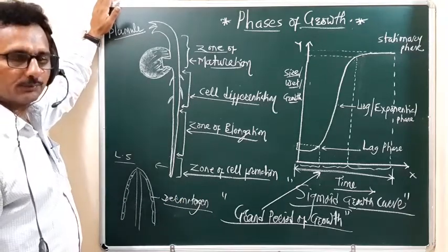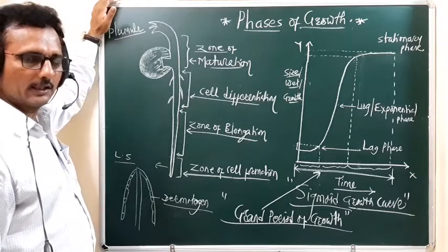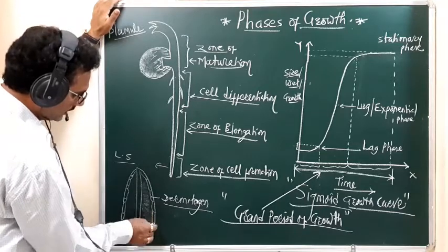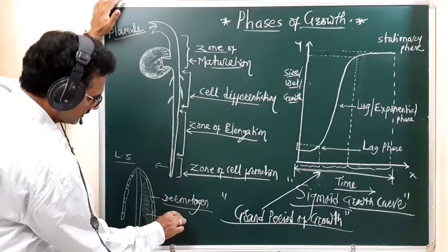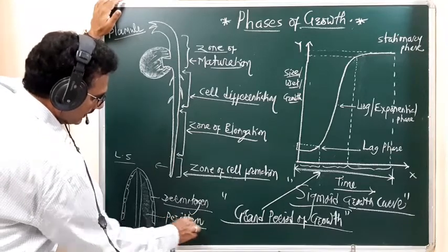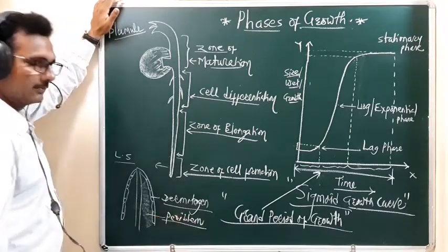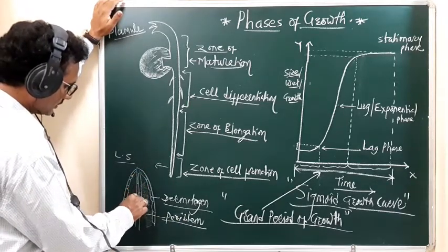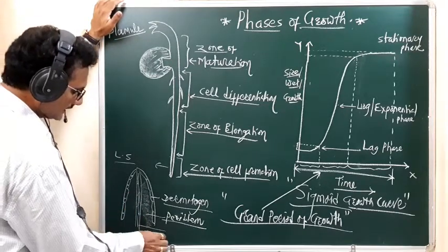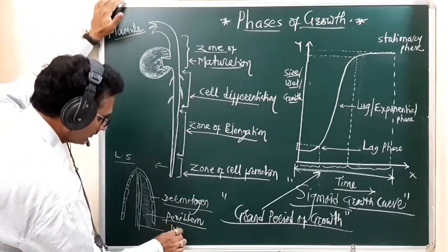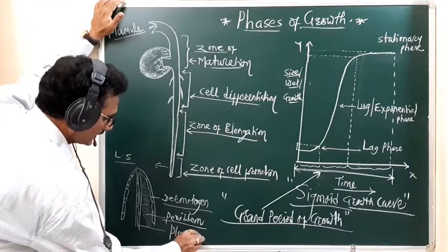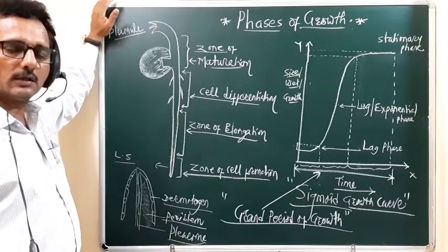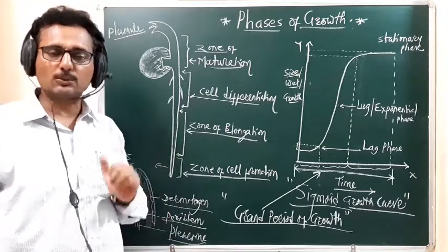The layer followed by the dermatogen is called the periblem region. And this centrally placed region, having elongated cells, is called the plerome region. So remember, these are the three regions or parts of the apical meristem.